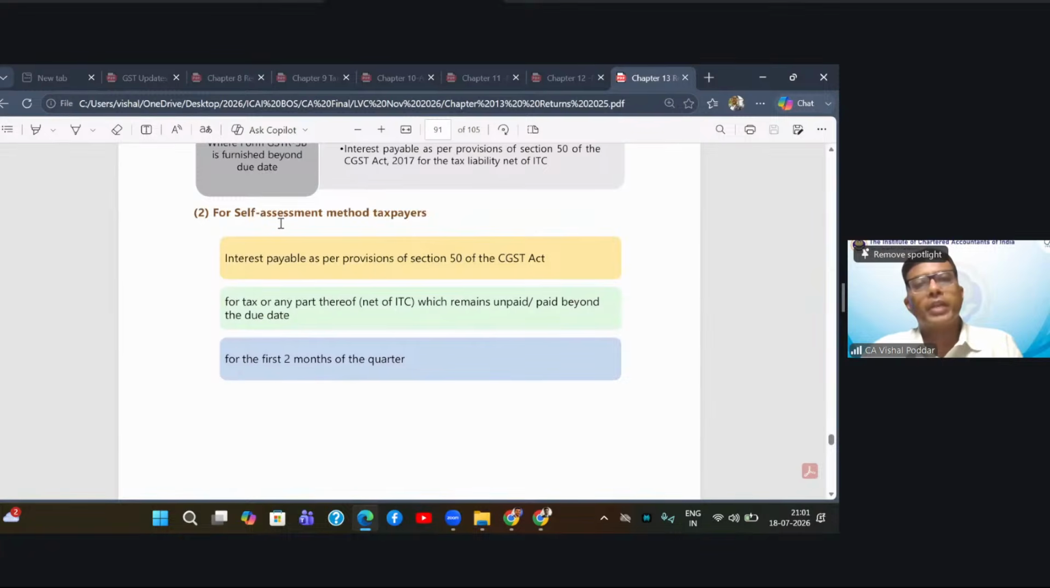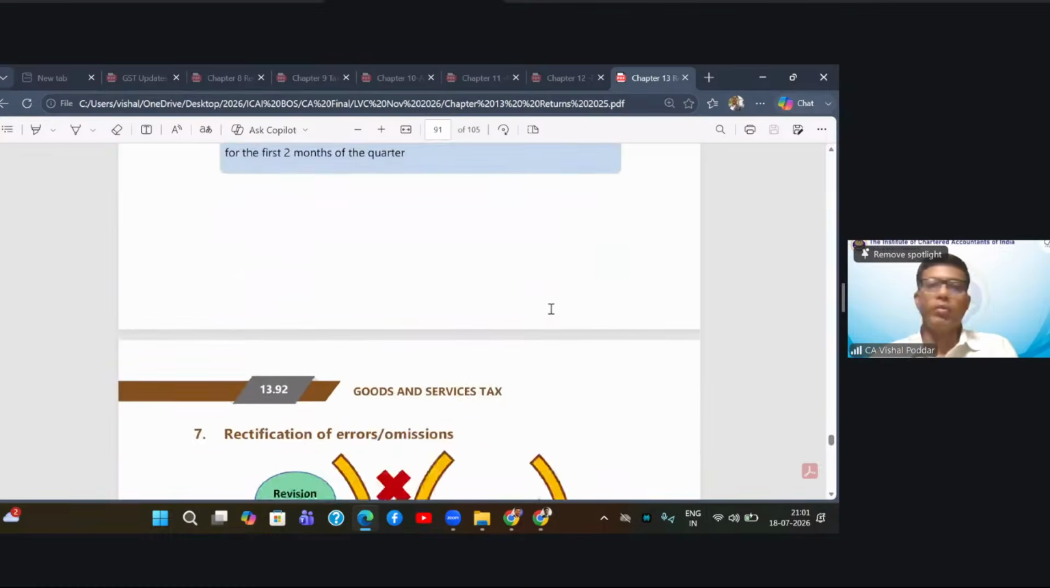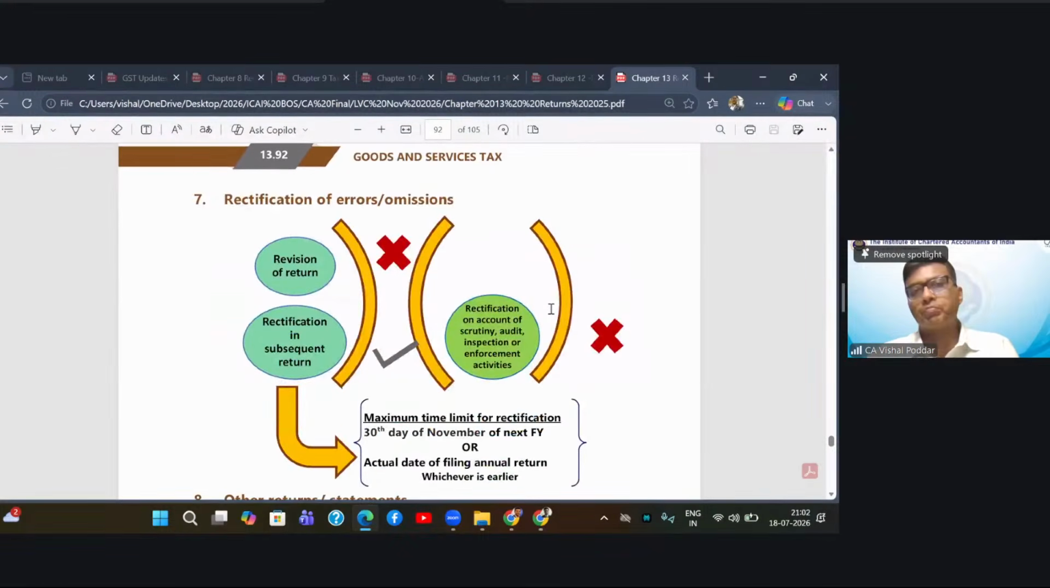If you have opted for the second method, which is the self-assessment method, interest is payable as per section 50 on tax or any part thereof which remains unpaid beyond the due date in the first 2 months.